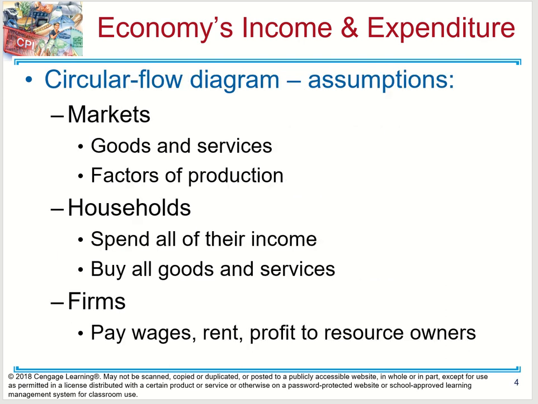Now next, remember this circular flow diagram. This was in chapter 2. So you have your markets. There are two types of market: the goods and services market and the factor production market, and then you have your household. So households want to buy goods and services, they want to spend all the money, and also they own the resources. So they own labor, capital, and land.